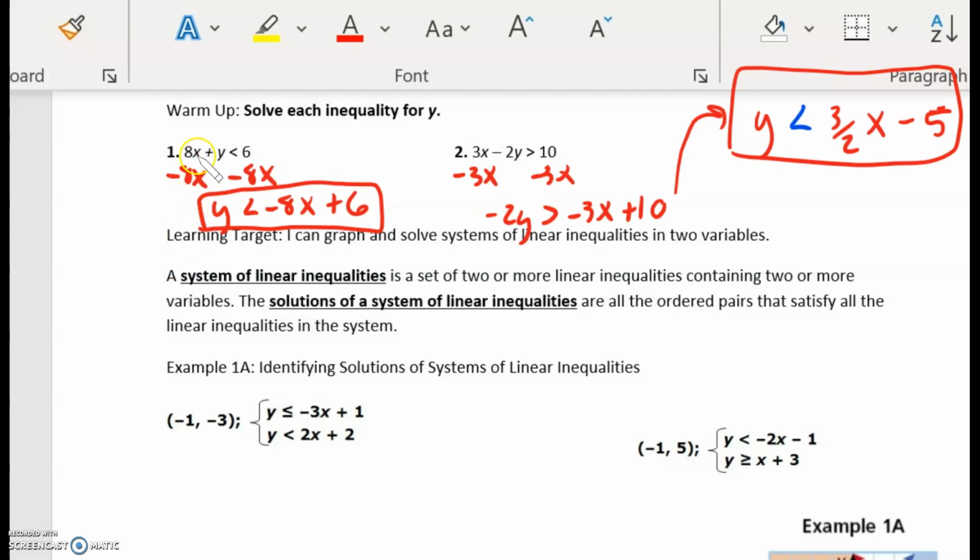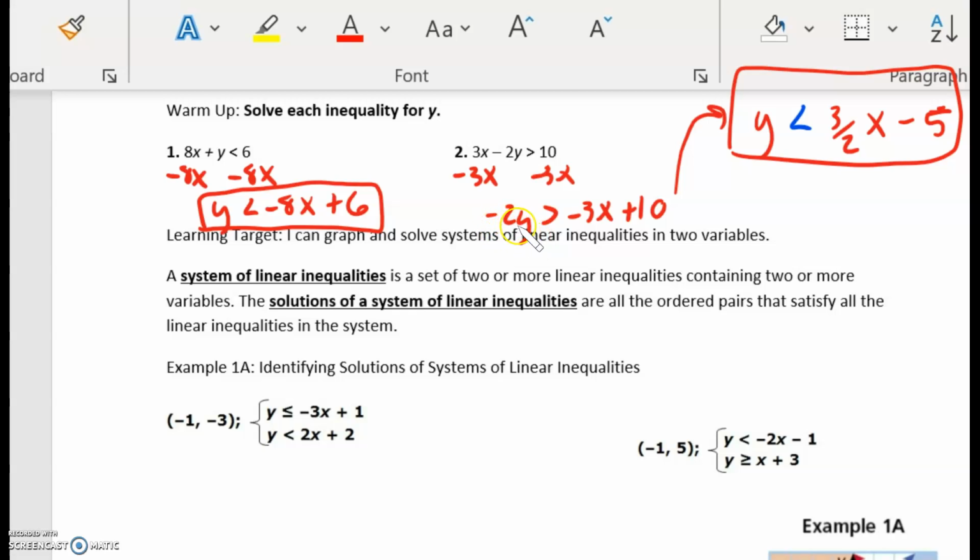Alright, so the first one, all you had to do is move the 8x to the other side. Remember, when you move it to the other side, it becomes the opposite sign. So we have y is less than negative 8x plus 6. Now the second one, there's two steps that you have to do. The first step is move the 3x. So I subtracted the 3x from both sides. It became a negative 3x, as you can see. Alright, I still have the 10, so I have plus 10.